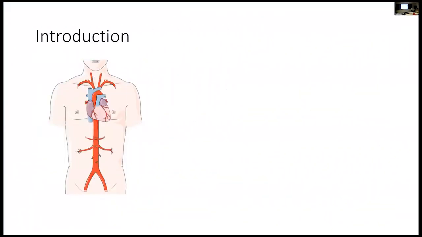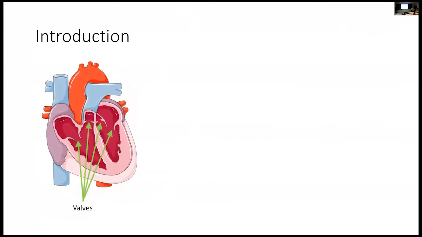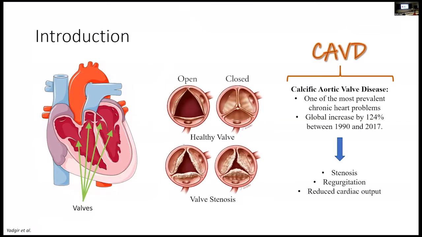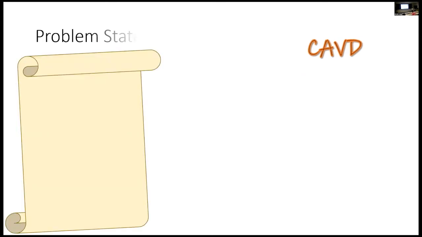So heart valves help us maintain proper direction of blood flow. However, they are subject to diseases such as calcific aortic valve disease, which is one of the most prevalent chronic heart problems today. Studies have shown that in the last 30 years, it has increased by 100% or more. The result of heart valve calcification is stenosis, regurgitation, and reduced cardiac output.